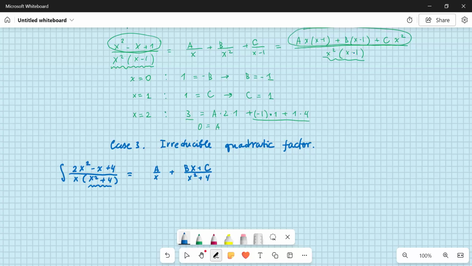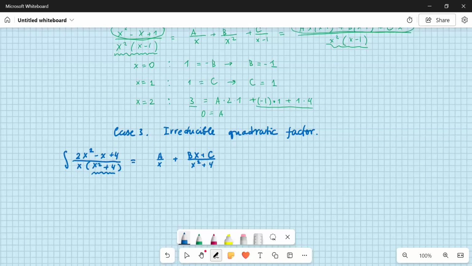Well, let's calculate it, right? So again, we need to bring it to a common denominator. I'm going to put these little curvy lines to show that these are not integrals. We are just working with the expression under the integral. So we have a times x squared plus 4, plus bx plus c multiplied by x, and divided by x times x squared plus 4.